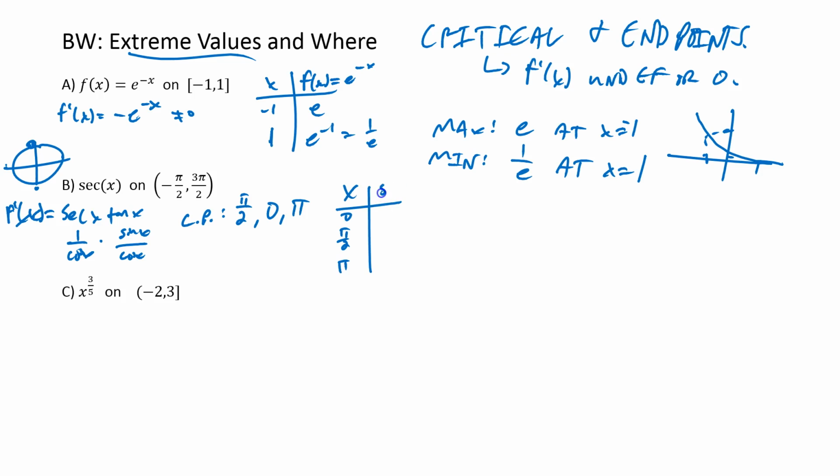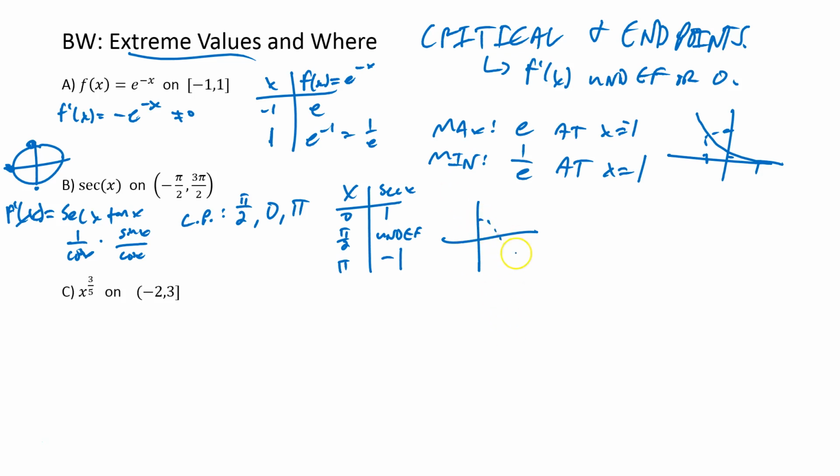Okay, and then we're going to have secant x. Secant of 0 is 1. Secant of pi over 2 is undefined. And secant of pi, that is 1 over cosine, it's negative 1. Okay, now, this might be a little bit misleading, because if we think about this function, it's not continuous, right? So the extreme value theorem doesn't apply, so we really have to think about this.